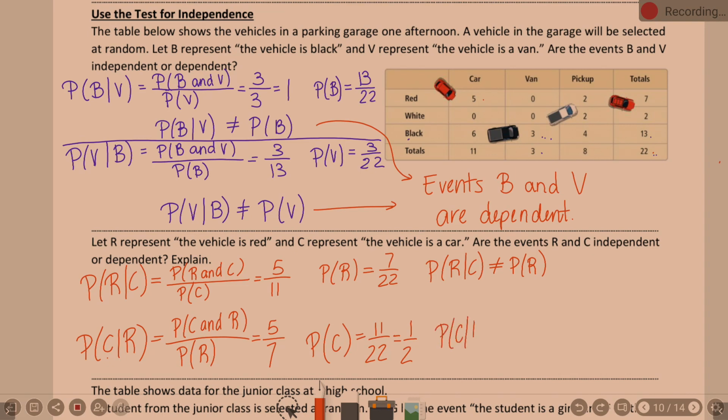Ultimately, though, what did we just figure out? Probability of it being a car given it's red does not equal the probability of a car. So, what do we know about events R and C? Okay, events R and C are dependent again. It failed the test for independence.